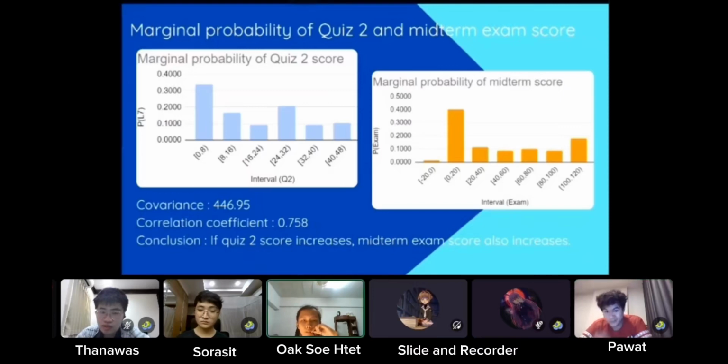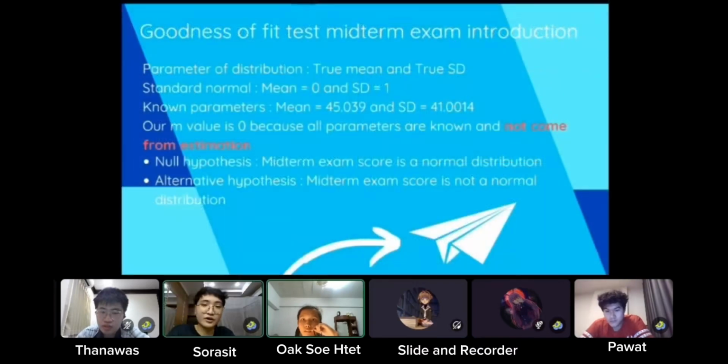And next, we will be presenting about the goodness of fit test. For the goodness of fit test on the midterm exam, the parameters of the distribution are the mean and the SD. Standard normal is mean equal 0 and SD equal 1. No parameters, mean equal 45.039 and SD equal 41.0014. Our M value is 0 because all parameters are known and not from estimation.